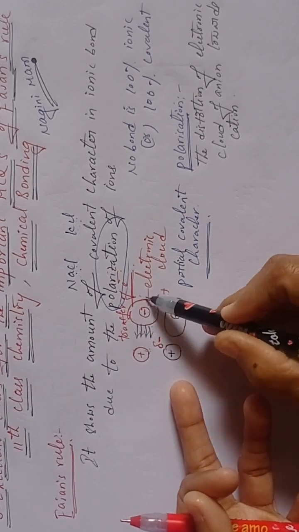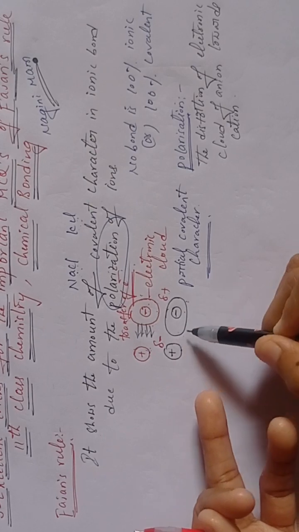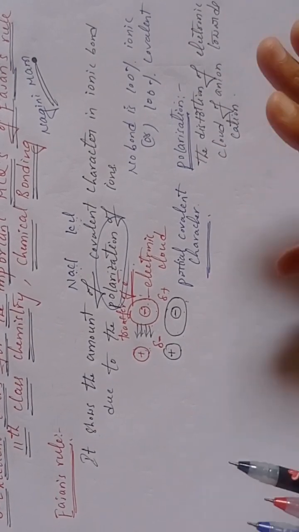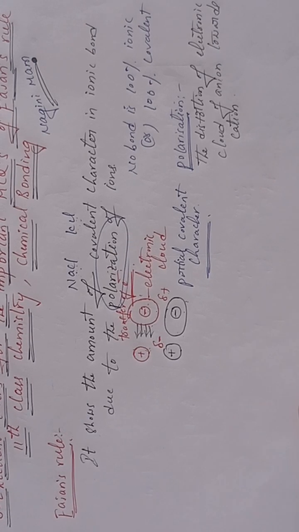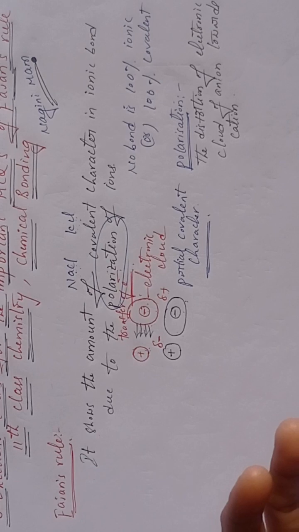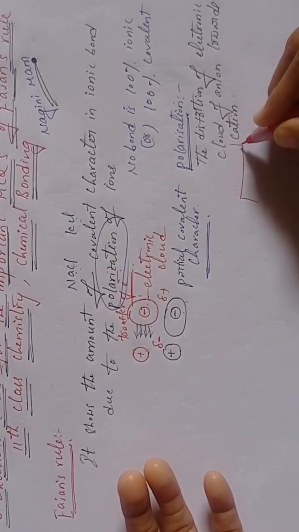This electronic cloud is coming like this, an oval shape. So this is nothing but polarization. Polarization mainly depends on two factors, students: one is the polarizing power, and another one is the polarizability.